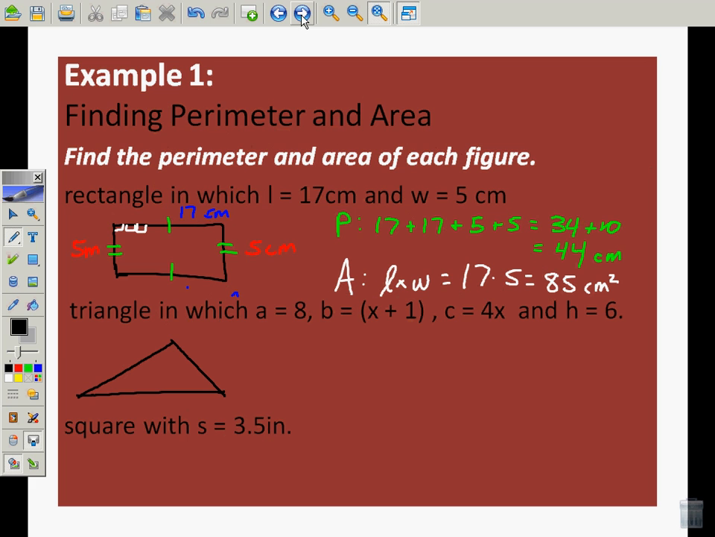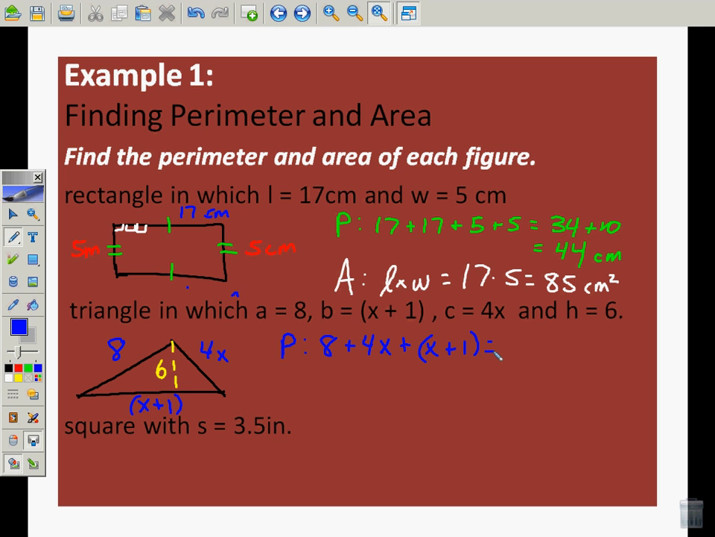So I'm going to put my height in here. Drop it down like this. It's going to be 6. My base is going to be x plus 1. My C is going to be 4x. And my A is going to be 8. See how I did that? Perimeter is 8 plus 4x plus x plus 1.